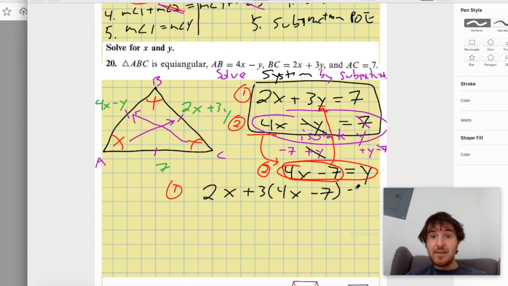Okay, and then I'm going to bring down the 7, and this is a little bit of a preview of the substitution method. If you haven't done this in Algebra 1, don't worry about it too much. But if you haven't done this in Algebra 1, maybe you want to meet with me to get some help on this here.